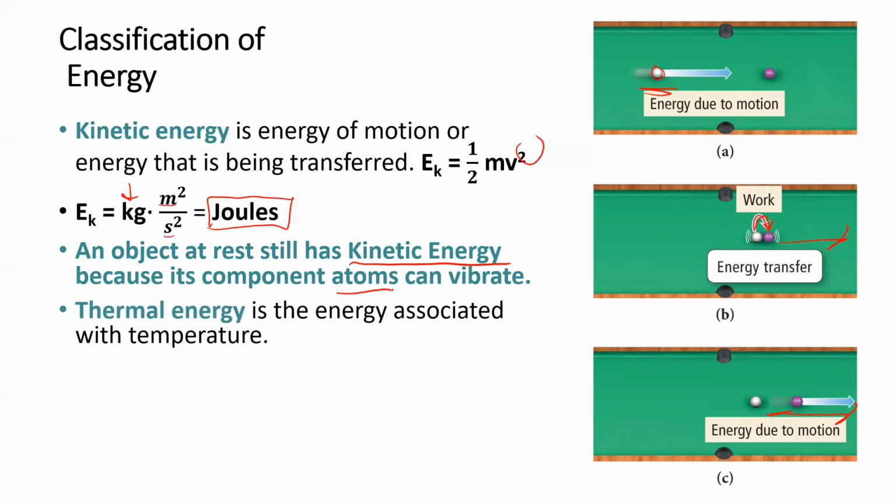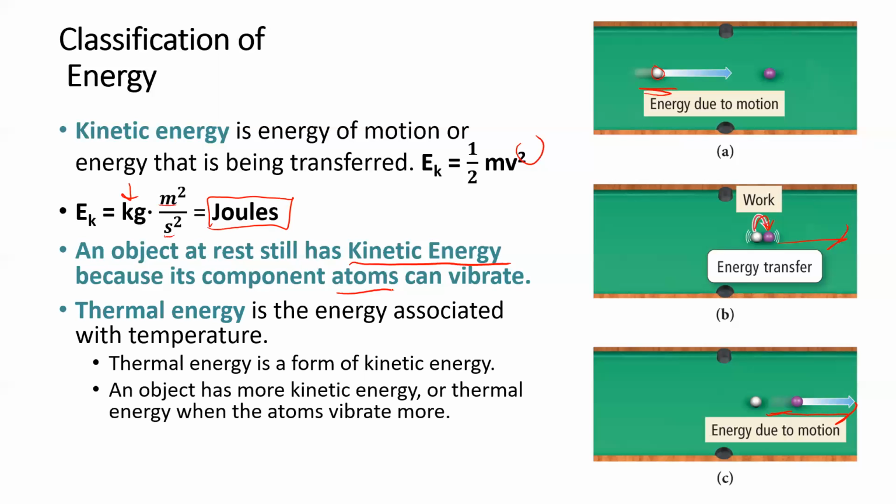So thermal energy is associated with temperature because we can measure temperature differences. Thermal energy is a form of kinetic energy because, again, it's movement. It's at a molecular level, but it's still movement and it's associated with kinetic energy. An object has more kinetic energy, really more thermal energy, which is basically heat, when atoms vibrate more. So there is more heat in a system if the atoms are moving faster. And a good example of this is if your hands are cold, what do you do? You rub them together, you move them fast so they get hot.